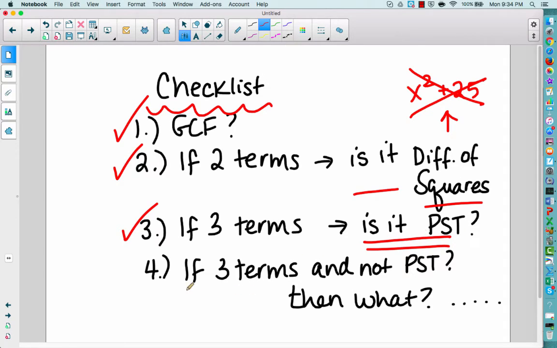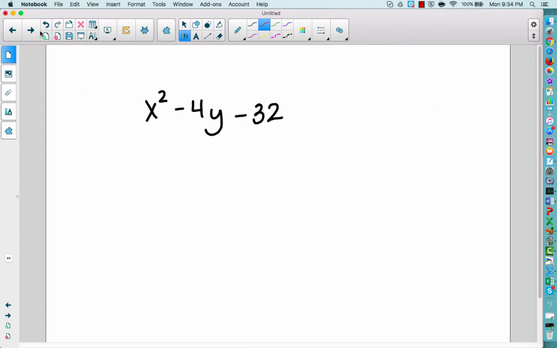But what if it's 3 terms and not a perfect square? Then what? All right, so that's what I'm calling trinomial factoring. So as a reminder, this should be an X. We look for the factors of 32, the things that multiply to 32 that add to 4. So I'm going to go through all my factors. 1 and 32, 2 and 16, 4 and 8. Is that it? I think that might be it.